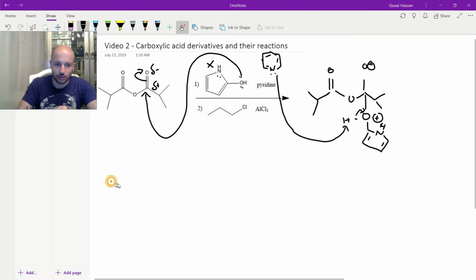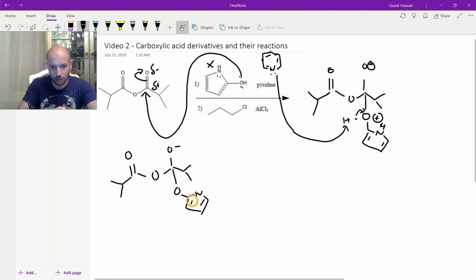And that's going to make it a more stable group, and it's not going to leave the tetrahedral intermediate. So what we have now is something like this, sorry for the bad handwriting, right? And I'm just going to make this a little nicer. Okay, so now you have this, right?